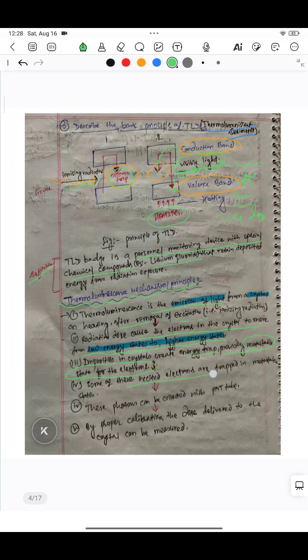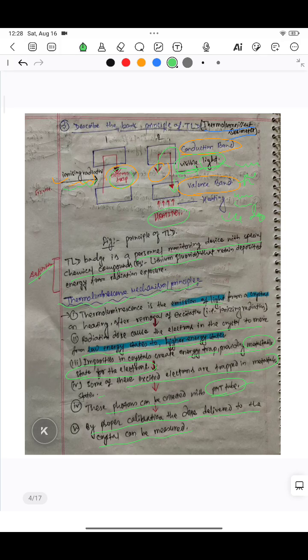Some of these excited electrons are trapped in the metastable state, and the photons can be collected with a PMT tube, that is, a photomultiplier tube. It increases the signal in number so we can measure the amount. It is directly proportional according to the multiplication, so it does not destroy or distort the value. That is the PMT tube, and by proper calibration the dose delivered to the crystal can be measured.